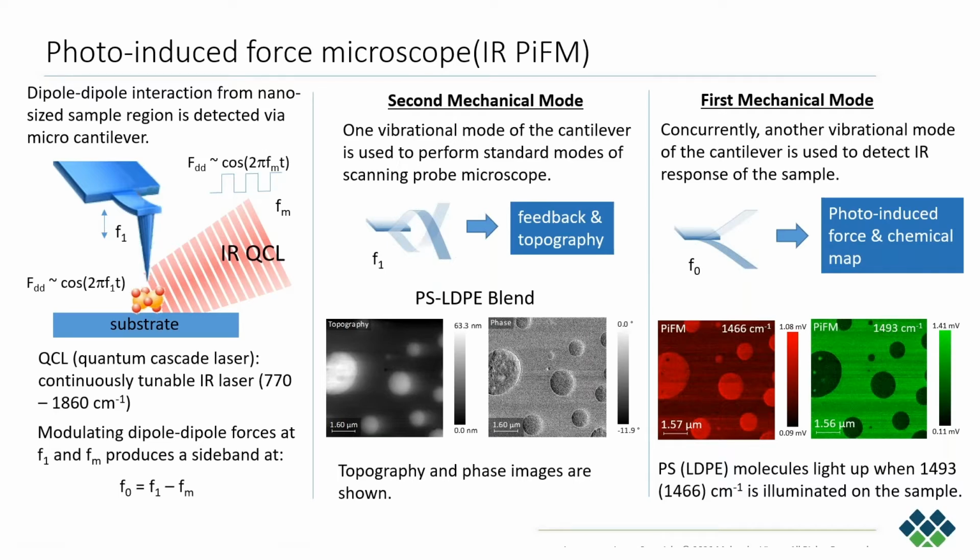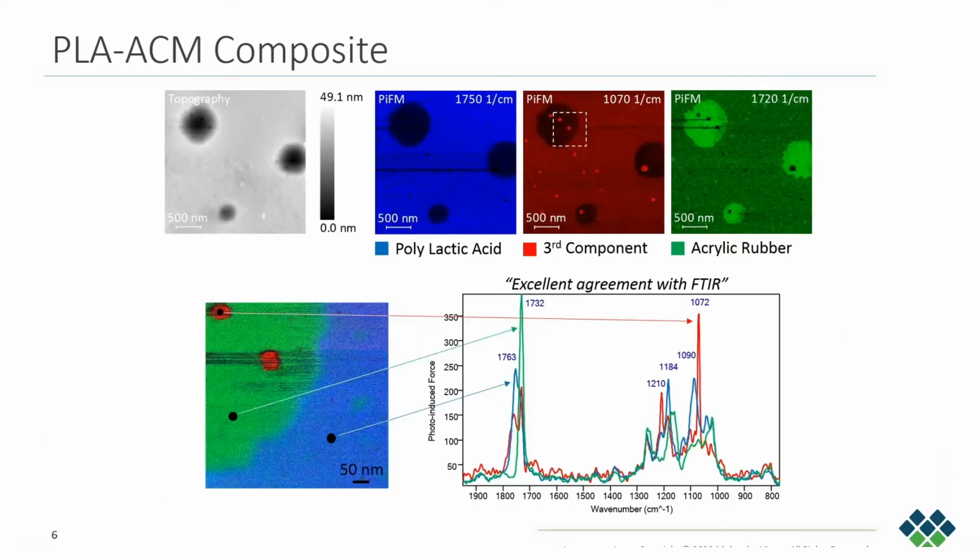We'll use this sample as an example. Here is a PLA-ACM composite film. Since we know the two components that make up this film, we can use the two bands associated with those components, PLA and ACM. PLA has a peak at 1750 and ACM at 1720. We can generate those blue and green images. At the same time, topography is acquired.